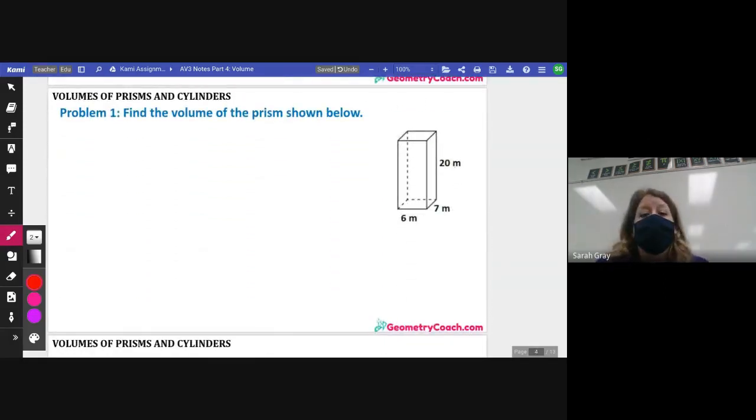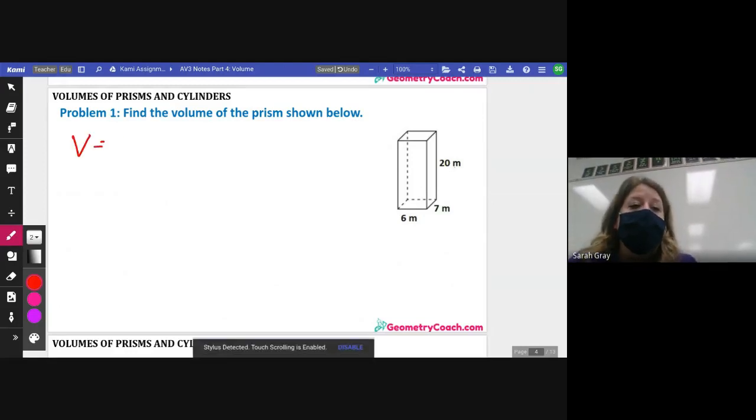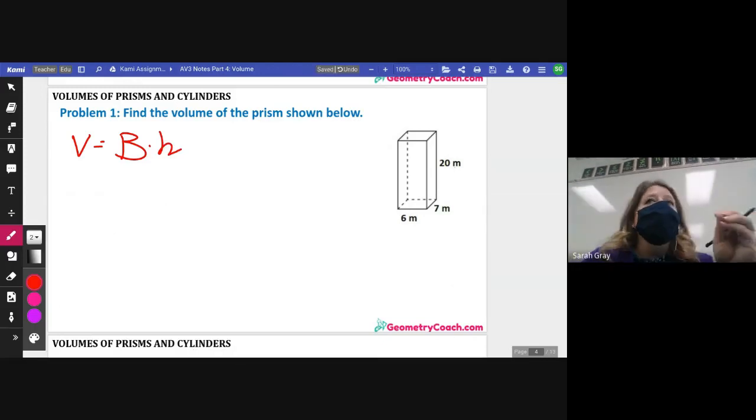All right, so let's do this example. Try to find the volume. We're going to do area of the base times the height. Capital B will always denote area of the base.